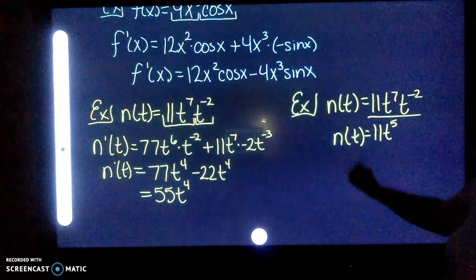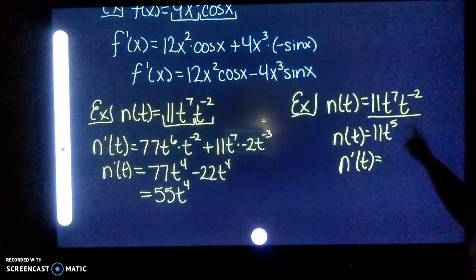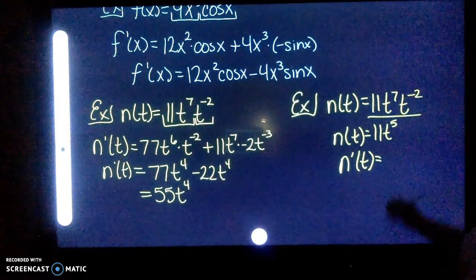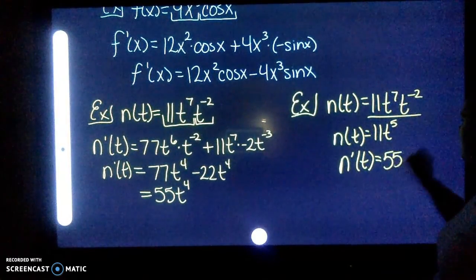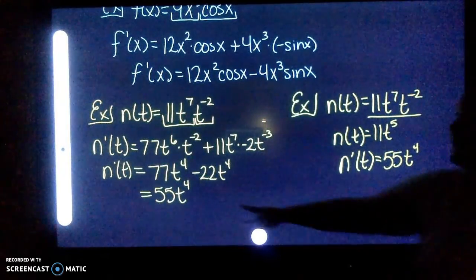When I take the derivative of that, it's just power rule, which is what we did last time, which means I drop the 5 into the 11 and multiply it together to get 55t to the 4th, because I reduced my exponent by 1, and they are exactly the same.